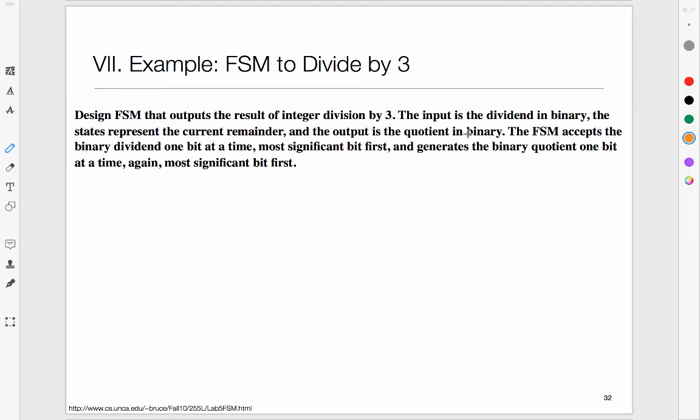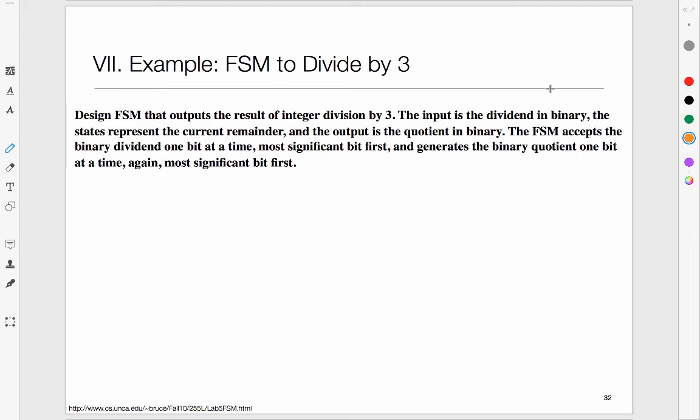And what you have to produce is the binary quotient one bit at a time, again most significant bit first. For example, if I give you a large number in decimal and say divide by 3, you can always start from the left, right? That's how we do long division. So I can always start outputting the result from the left.